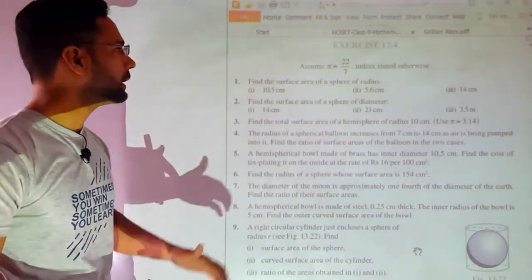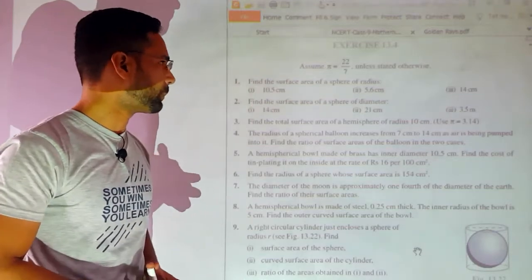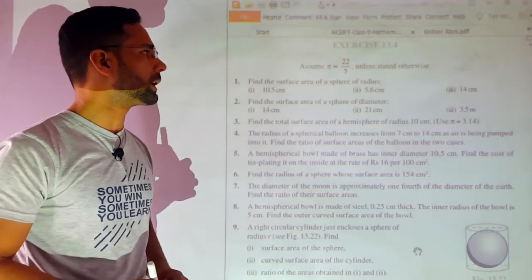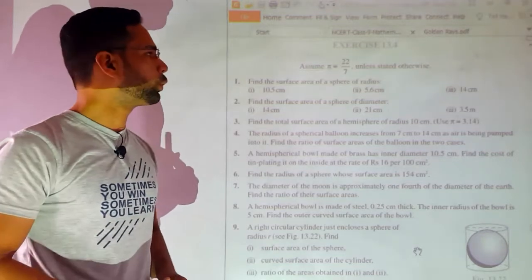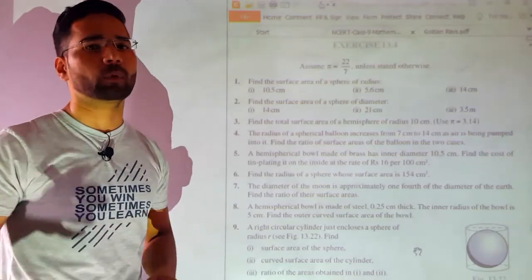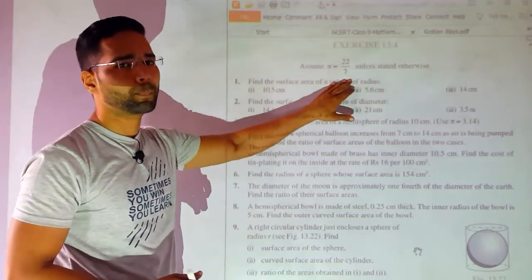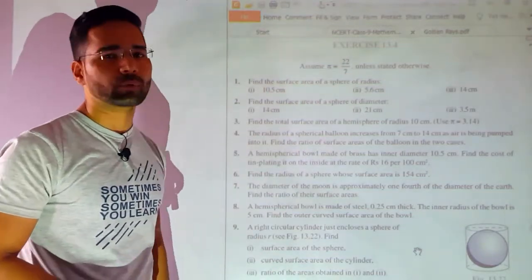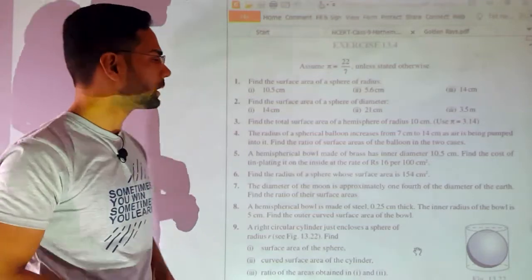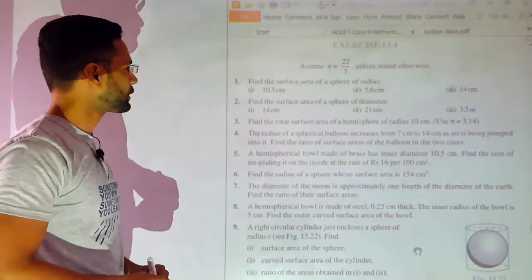But before this, here is a notification: assume pi is equal to 22/7 unless stated otherwise. It means if you don't have any additional information regarding pi, then you have to put the value of pi equal to 22/7. So let's start. Question number one is there.